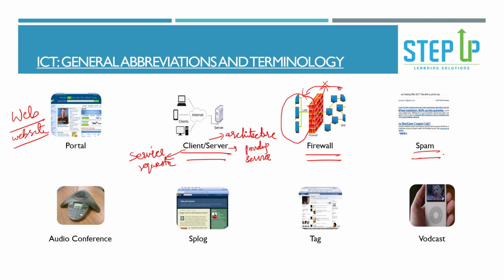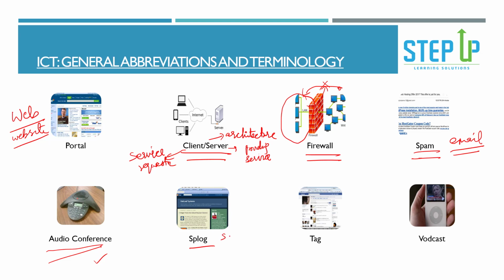Now spam is nothing but, like you get spam calls, similarly sometimes your emails are flooded by unwanted mails from unknown sources. These are your spam mails. Audio conferences are used by companies or schools or colleges when people are distantly located and want to talk to each other. Video conference is when you also have telepresence, meaning you can see each other, not only hear each other.